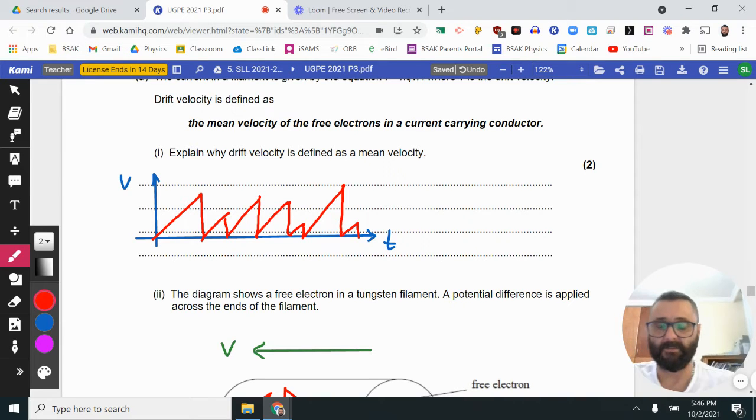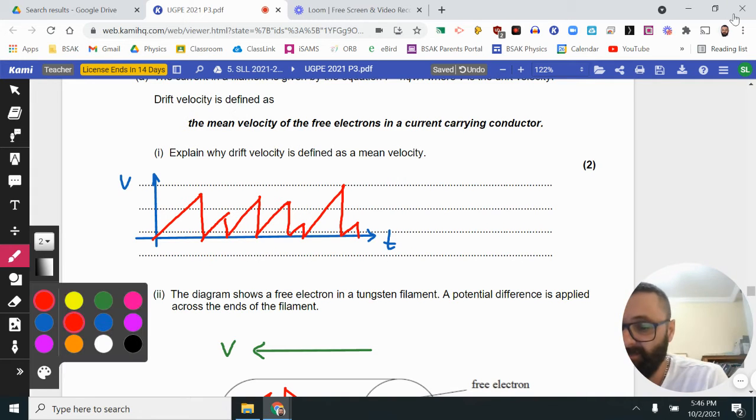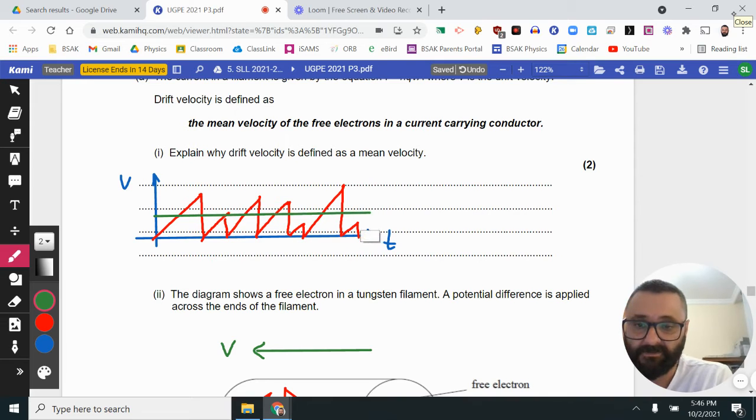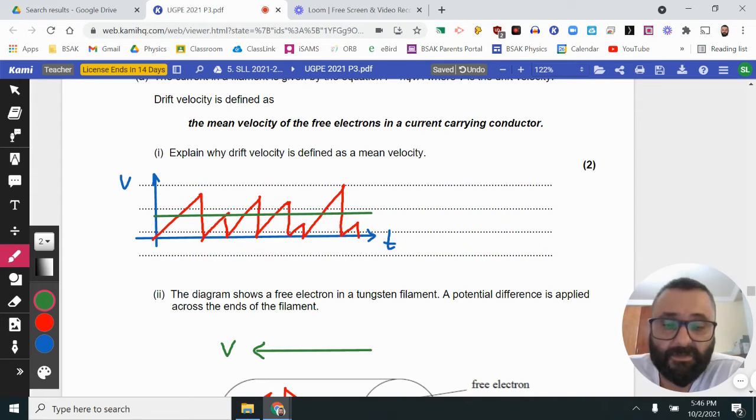Okay, so the actual speed-time graph of a single electron could look something like that, but it always drifts with an overall average velocity like that, doesn't it? So if you were to average out all those peaks, all those triangles, it would give you an average drift velocity like that.